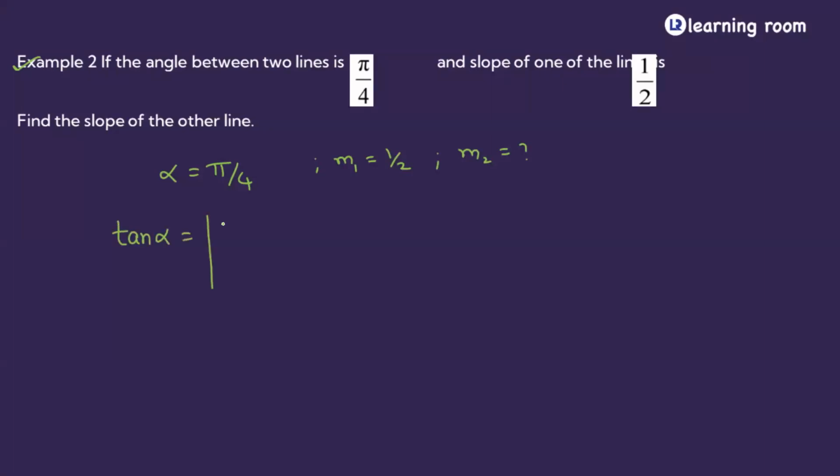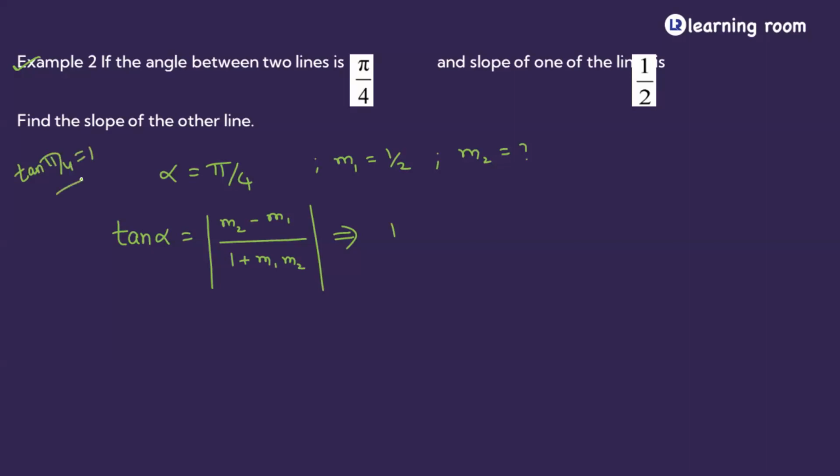It is modulus. Don't forget that modulus. It is mod of (M2 minus M1) divided by (1 plus M1 M2). But what is the value of alpha? Pi/4. What is tan pi/4? Tan pi/4 is 1, so I'm directly writing it as 1. I hope no one has a doubt. I'll write the reason here because tan pi/4 is equal to 1.